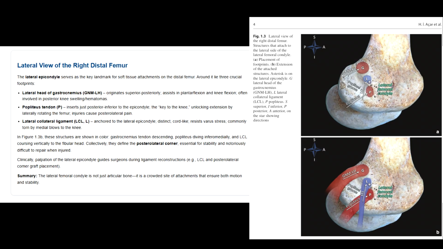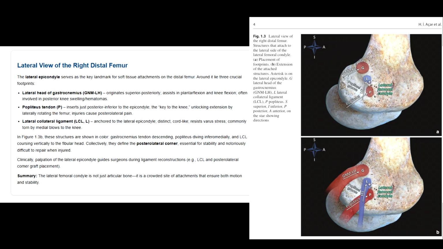Anchored directly to the lateral epicondyle itself is the lateral collateral ligament, LCL. Unlike the medial collateral ligament, which is broad and blends with the capsule, the LCL is a distinct cord-like structure. It resists varus forces, that is, forces that would push the knee outward. That's why athletes who suffer a blow to the inner side of the knee, forcing it into varus, often tear this ligament. The second image, figure 1.3b, beautifully extends these structures in color, making their paths easier to follow.